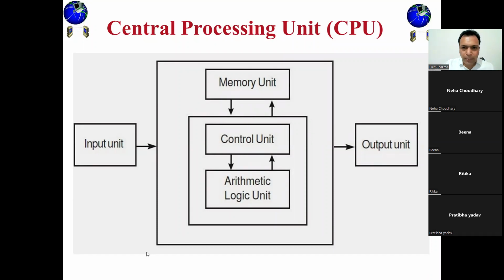The CPU is the heart of the computer. CPU stands for central processing unit. The CPU contains the memory unit, control unit, and arithmetic logic unit. The function of the memory unit is to hold the data, and the function of the control unit is to control the data. The arithmetic logic unit is responsible for the arithmetic and logical operations performed by the CPU, and the output unit, which is a monitor, is responsible for displaying the data, right guys? So this is all about the CPU.